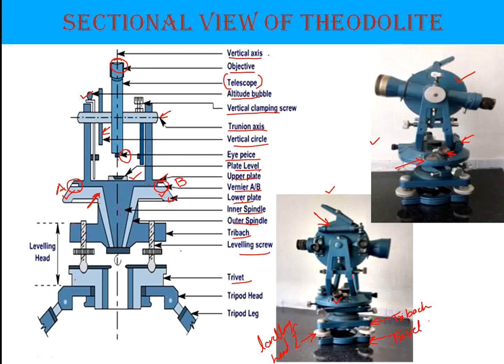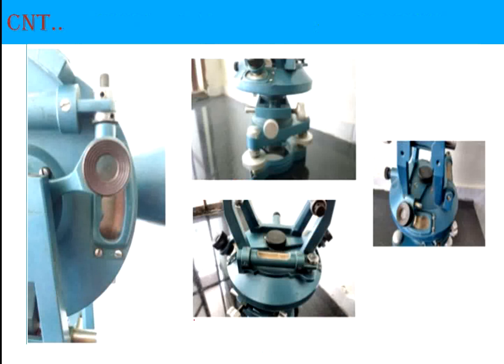Now this entire theodolite assembly will be fitted to a tripod, and it's actually first fixed to the tripod head, and this will be your tripod leg. Okay, so these are the different parts of a theodolite. You can see it here.